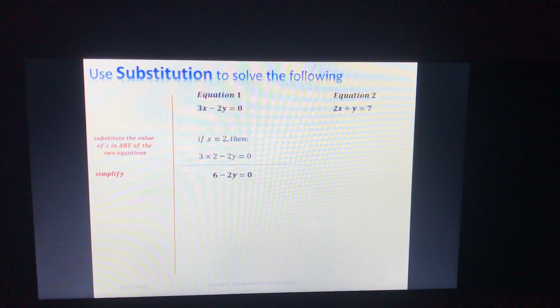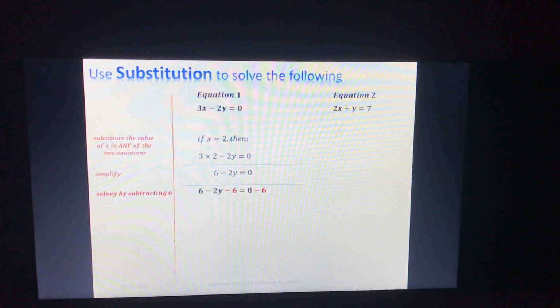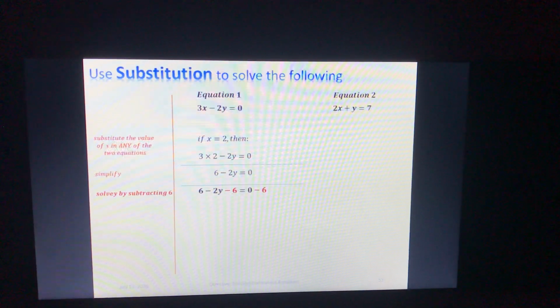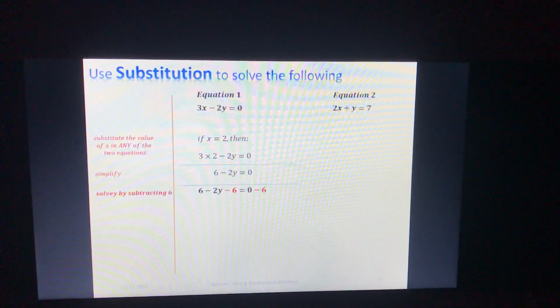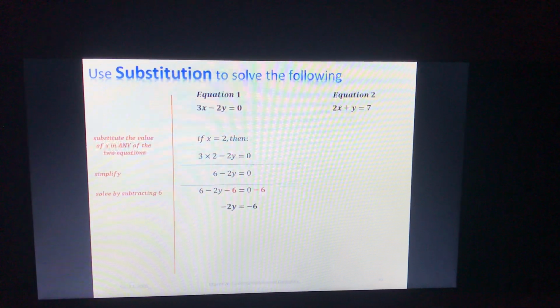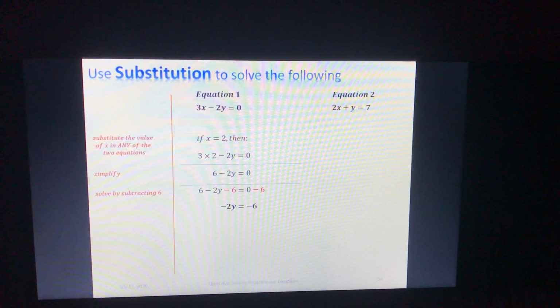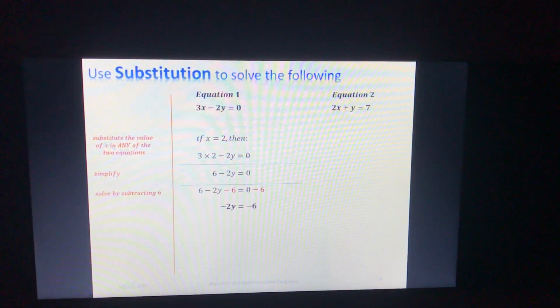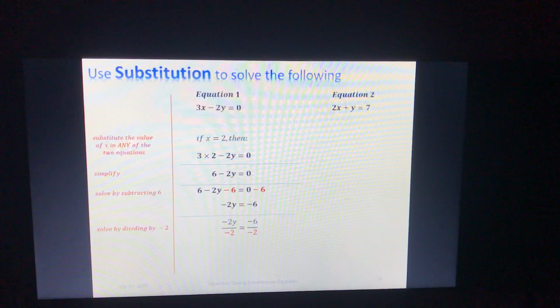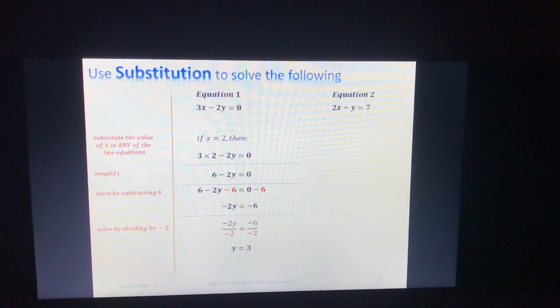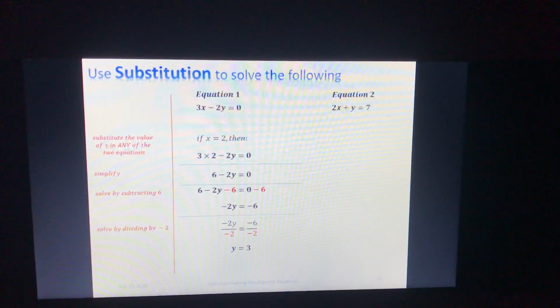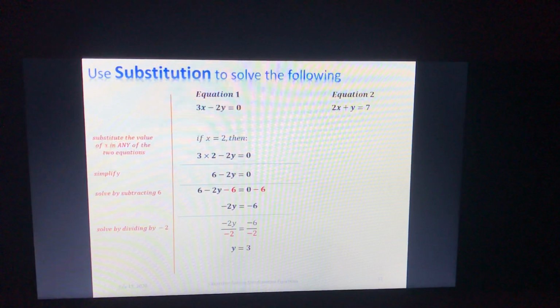Get rid of 6 because we're solving for y here. So we're applying the opposite operation. We're going to subtract 6 from both sides of the equation. So the 6 is cancelled on the left, and 0 minus 6 is actually negative 6. So this will come down to negative 2y is equal to negative 6. Get rid of the coefficient by dividing all by negative 2. So y is equal to 3. And that's what we ended with graphically.